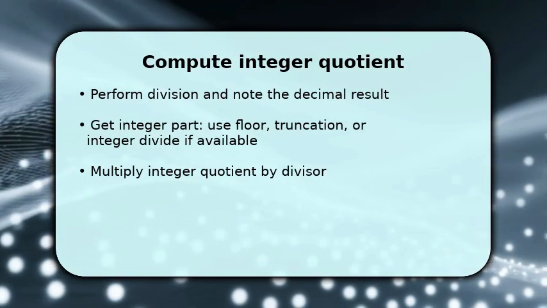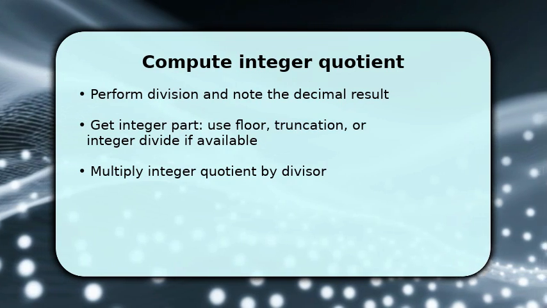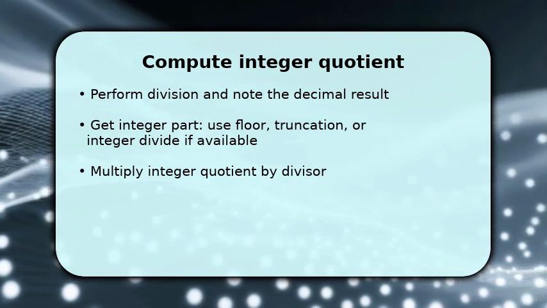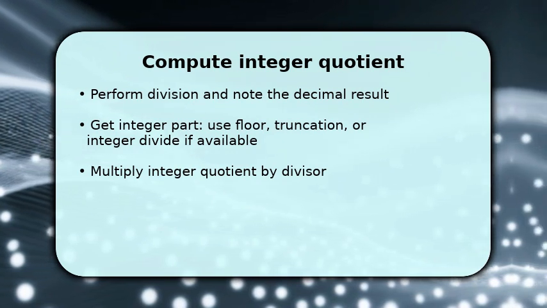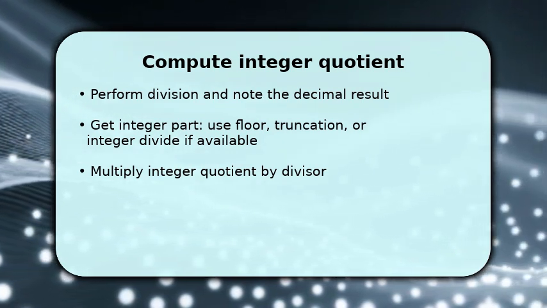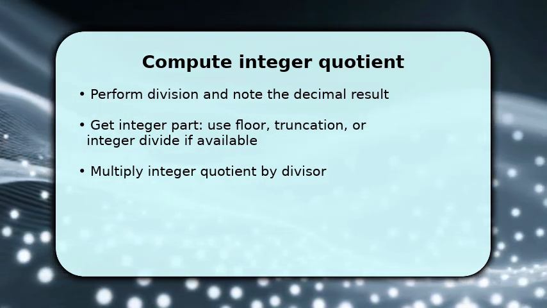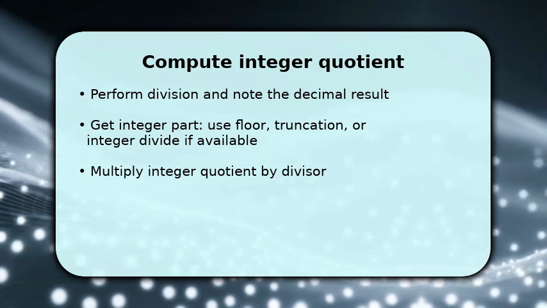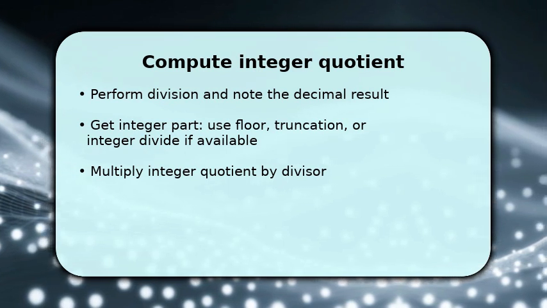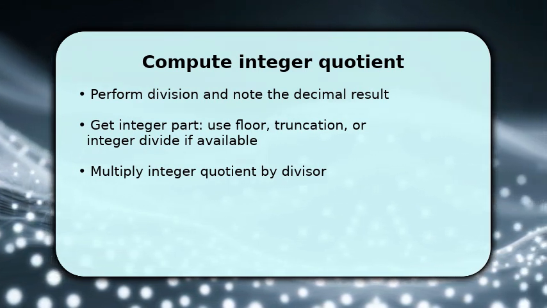You now perform the division and watch the result closely. This decimal contains the integer quotient you need. Once done, extract the integer part. Use floor or truncate functions, or switch to integer divide if your calculator supports it, because the remainder depends only on that whole number. After you have the integer quotient, multiply it by the divisor.